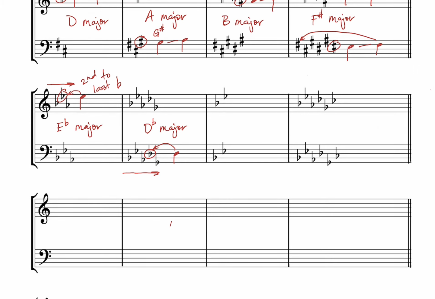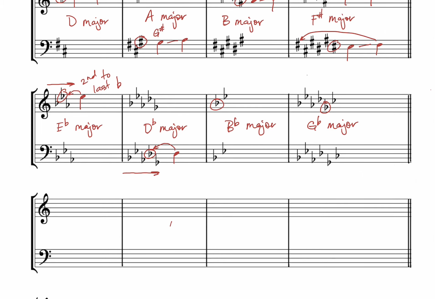Pause the video and identify the next two key signatures. Did you correctly identify this flat here as B flat major and this flat here as G flat major? This is the process for identifying all of the keys with flats in the key signature.